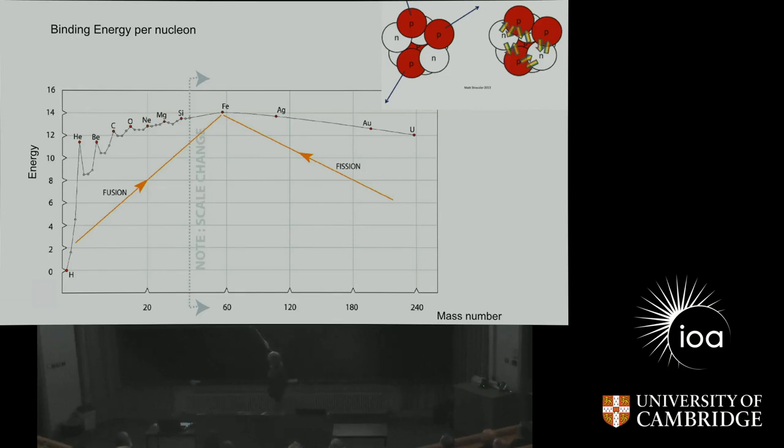As we bind more and more of these neutrons and protons together, we have an ever more tightly bound system, and we release potential energy as we create this tight binding. And you can see as we go from hydrogen to helium, we release quite a lot of potential energy, not so much as we get up to iron.